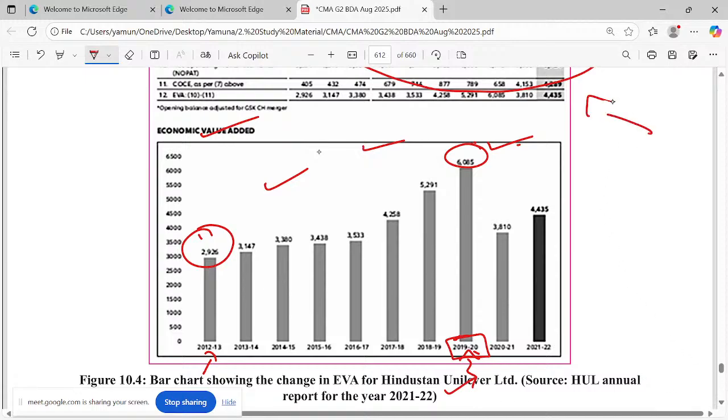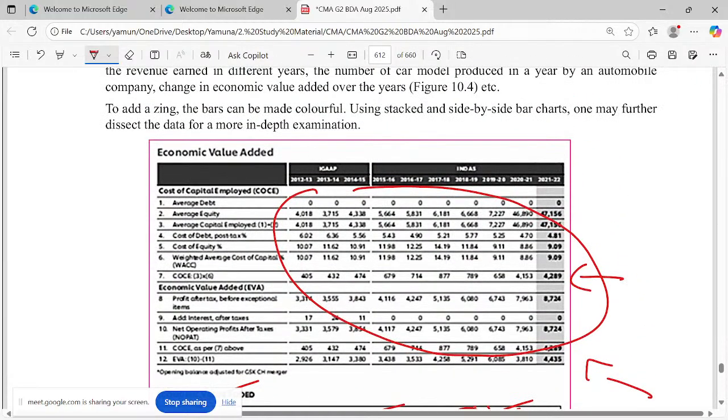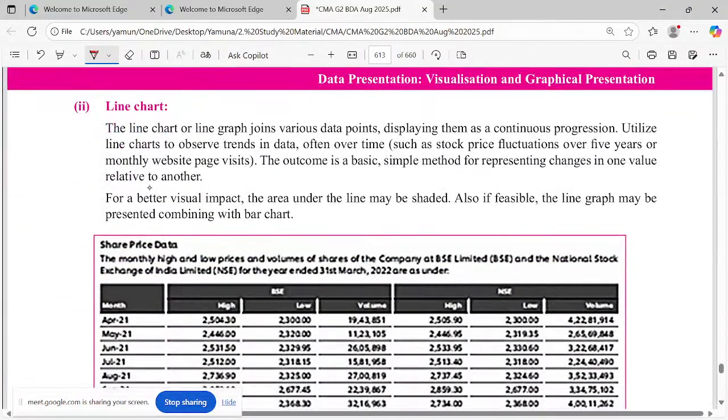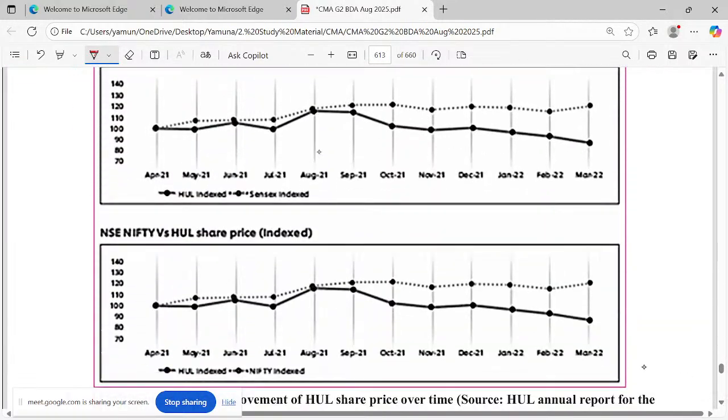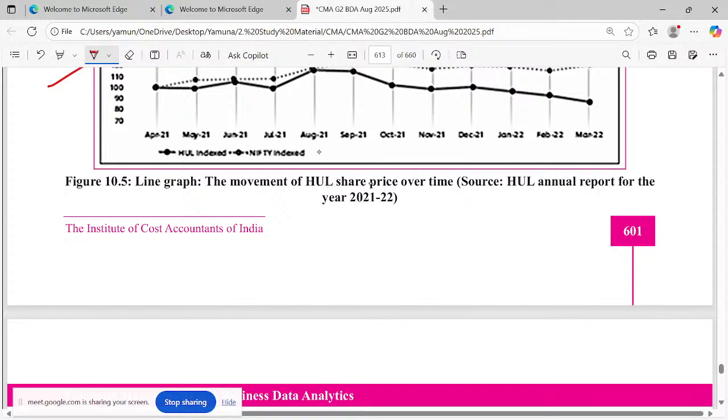Instead of giving this data in tables, and table is also one way of presentation, compared with the descriptive way of presenting, tabulation will be helpful. But at the same time, instead of tabulating, if you go for this type of diagrammatic representation, it will be more helpful. Then we have line charts. Instead of tabulating or drawing bars, we'll just represent with the help of lines. I'm not going line by line. This is for the share price of HUL Limited.